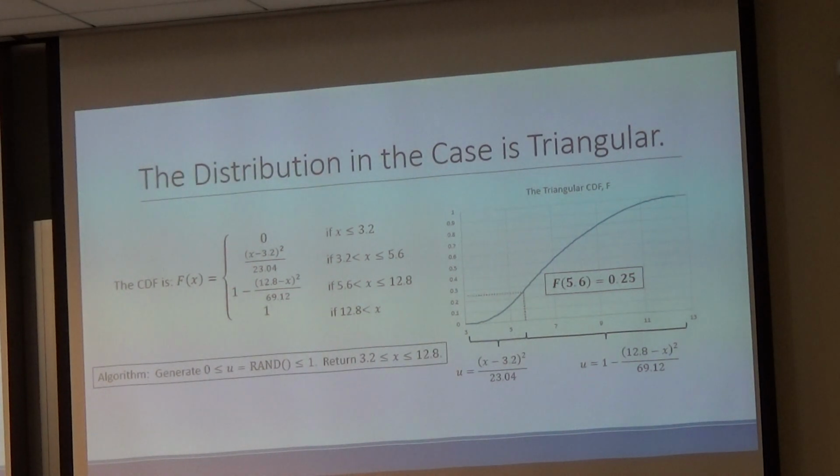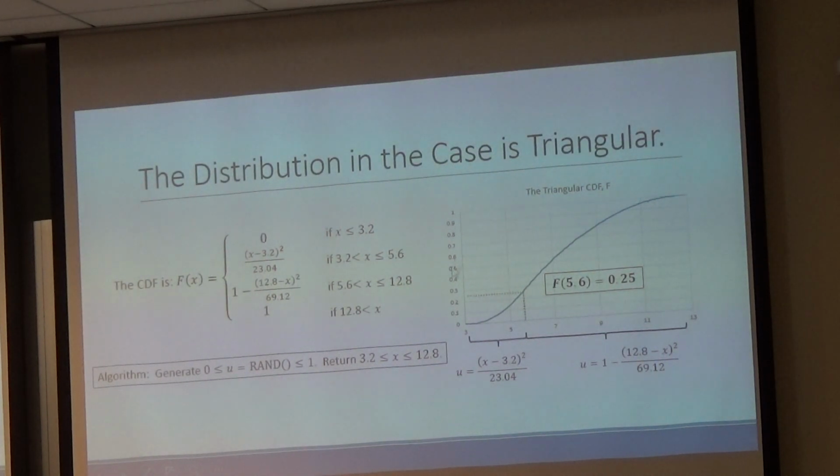My algorithm, and I always start out this way, is if I want to create samples from any continuous distribution in the universe, I'm going to start out and generate RAND in Excel. And that's between 0 and 1. So that's a probability, and it's giving me something on this y-axis between 0 and 1. And if I get something below 0.25, then it is this equation that defines the relationship between the u, the RAND, and the x that I want to return. The x that I want to return is something between 3.2 and 12.8.